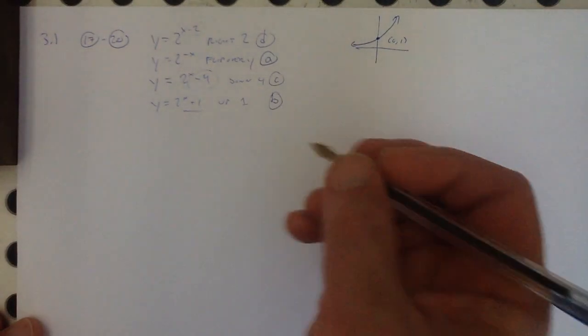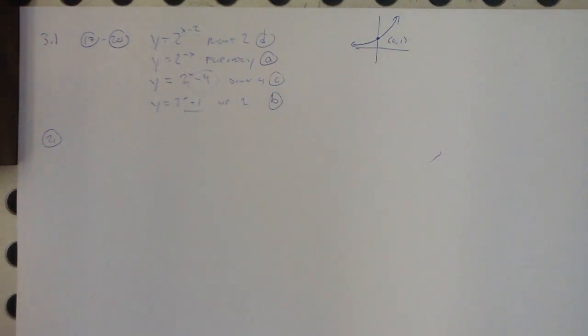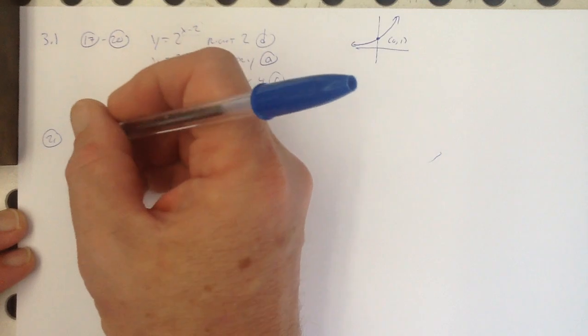Alright, what are we doing next? 21 through 25. Odds. Not with calculator. So we want to graph here the parent graph, and so kind of like what we were just talking about here.